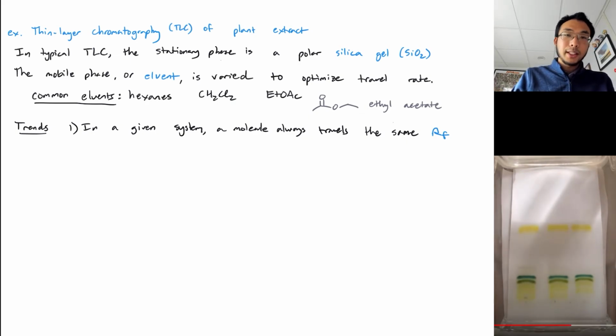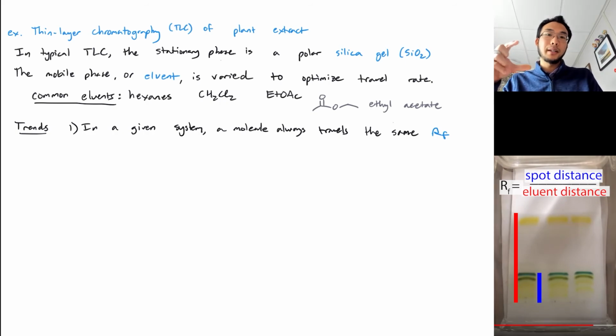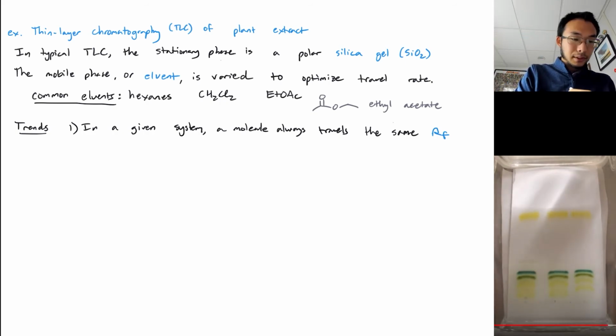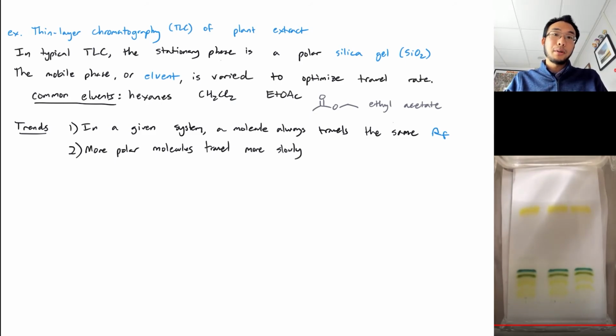So some trends we'll see are that if you're always using the same stationary phase and the same eluent, then a molecule will always travel the same RF, where RF is the proportion between the molecule's distance traveled and the eluent's distance traveled. In general, because the silica gel is polar, more polar molecules will travel more slowly in the eluent, because the polar molecules interact more with the silica gel. Nonpolar molecules will travel very fast, go straight to the top of the TLC plate.